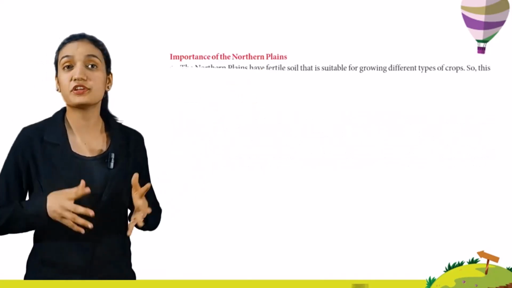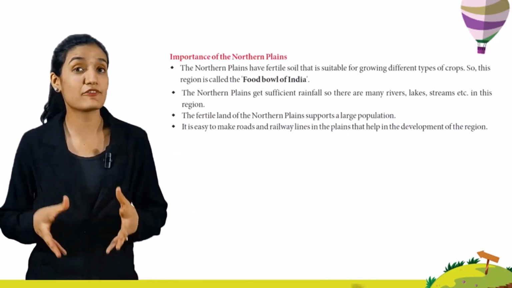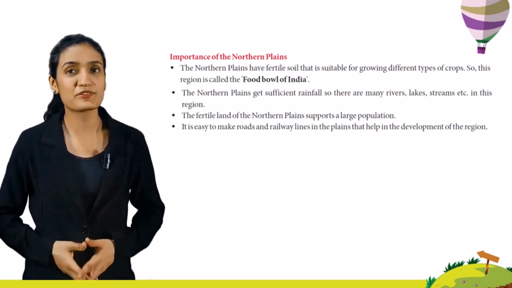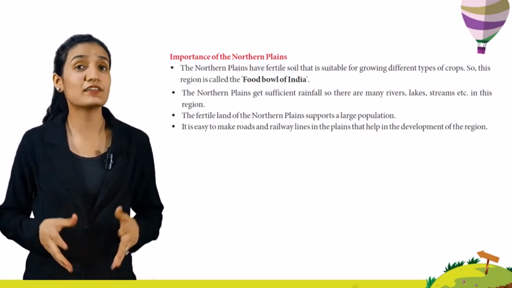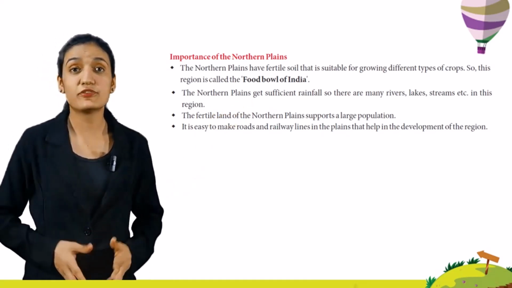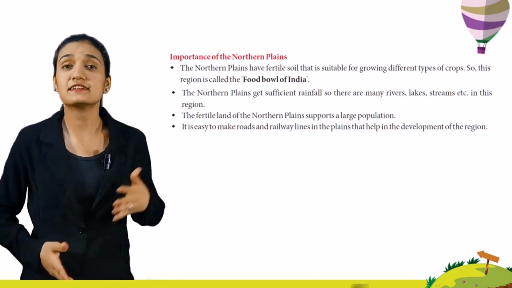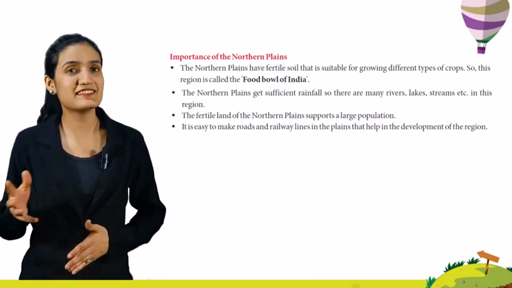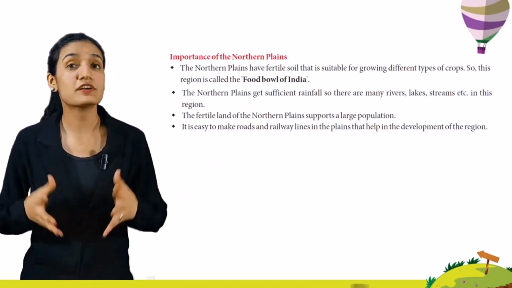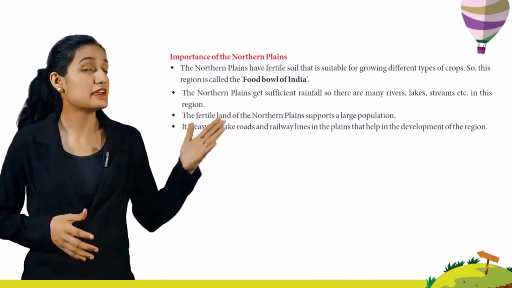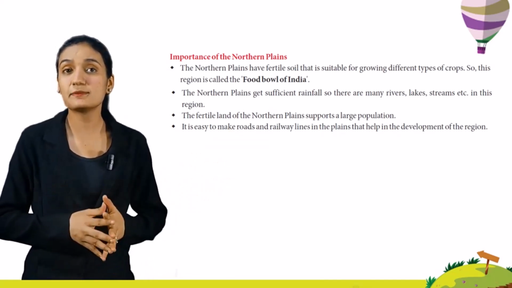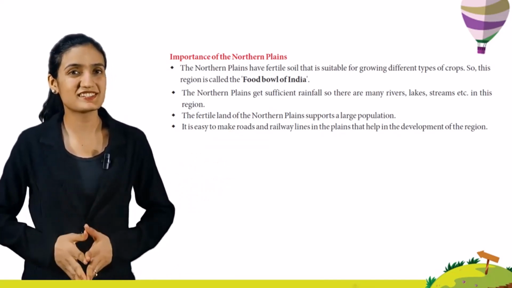Now, importance of the northern plains. The northern plains have fertile soil that is suitable for growing different types of crops. So, this region is called the food bowl of India. The northern plains get sufficient rainfall, so there are many rivers, lakes, streams, etc. in this region. The fertile land of the northern plains supports a large population. It is easy to make roads and railway lines in the plains, which helps in the development of the region.